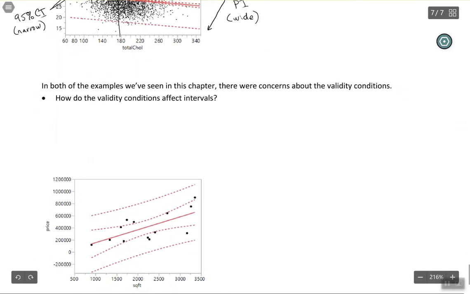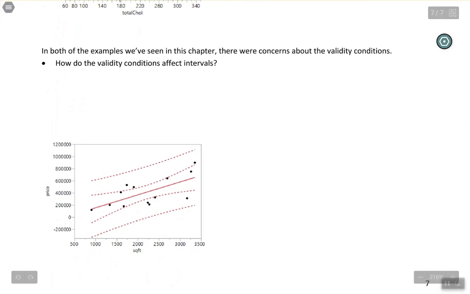I did want to make a connection to the validity conditions because in both of the examples that we've seen in this chapter, there were at least some concerns about the validity conditions, and they come up when we talk about confidence intervals and prediction intervals. So let's talk about the BMI example first. So when we saw the BMI example, we had non-normality of the residuals. And if we make a histogram or something like that, we can actually see that the residuals are skewed to the right.